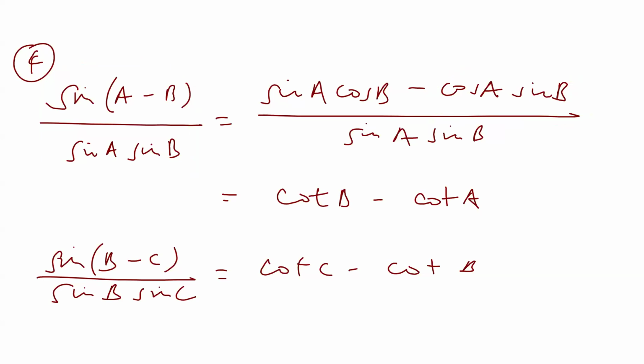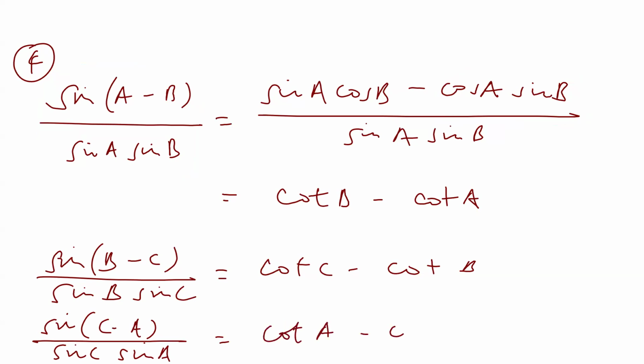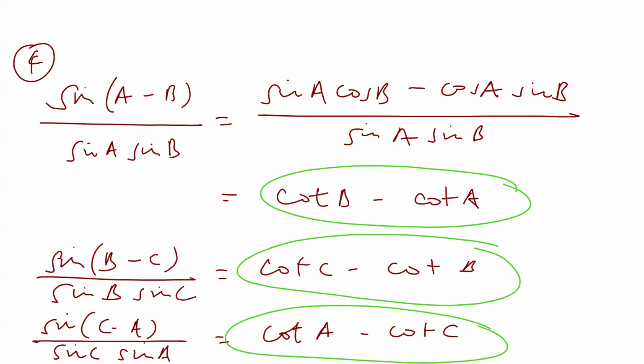Further, sin C minus A upon sin C sin A. Okay. This also we can directly write similarly as cot A minus cot C. Now we have to add all these terms because there is a plus sign between all of this. All the terms will get cancelled. And we'll get the answer as 0.